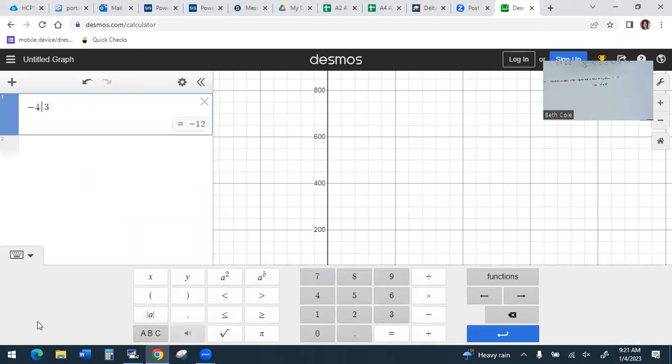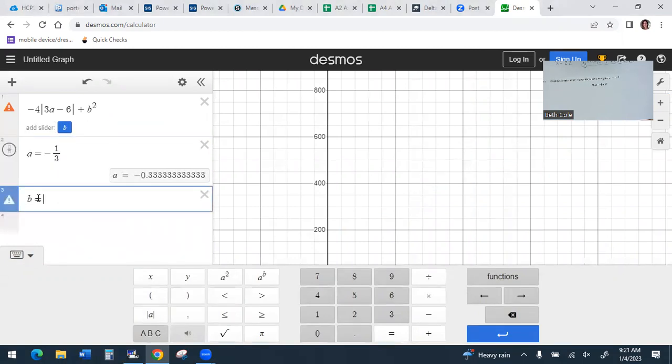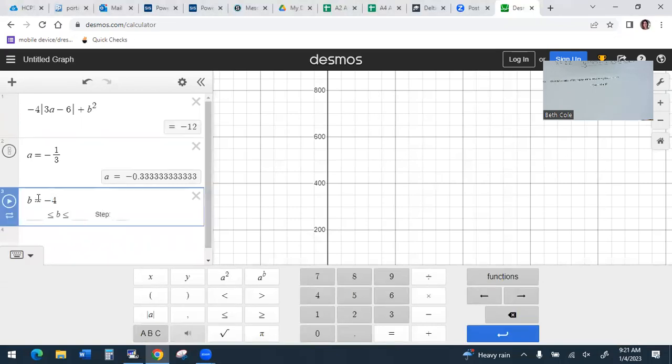3a minus 6 plus b squared. And then down here, put a equals -1/3 and b equals, what is it, -4? Yeah. And it will literally spit out the answer at you. I got -12. I typed it kind of quick though, so I'm sort of pausing there, but answer's right there, -12.